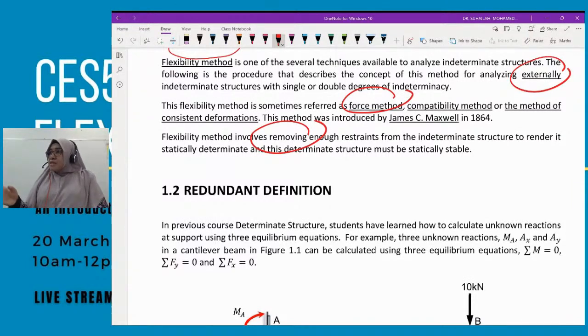Just now the keyword was primary structure, right? Okay, there are 4 unknown reactions. It says here, removing enough restraint, remove 1, so it becomes 3, right? It has become a determinate structure, right? So, this determinate structure is called the primary structure. Primary structure. And of course, it must be stable. It must be stable.